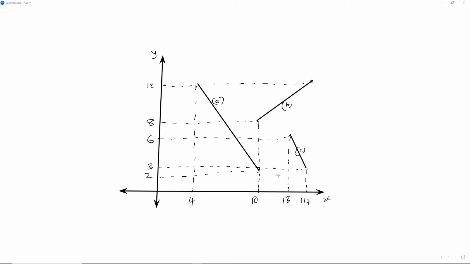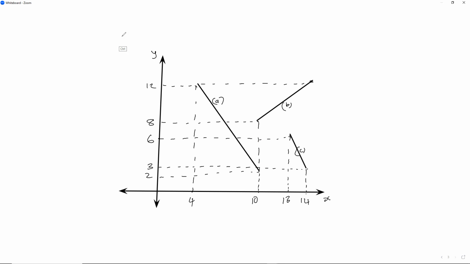So if I go on my y-axis from 2 all the way to 12, I can see that's going to be plus 10. And if I go left across here, that's going from 10 to 4, so it's going to be negative 6. This one here is my rise, and this one here is my run. So if I'm calculating the gradient of A, it's going to be rise over run, so 10 over negative 6.